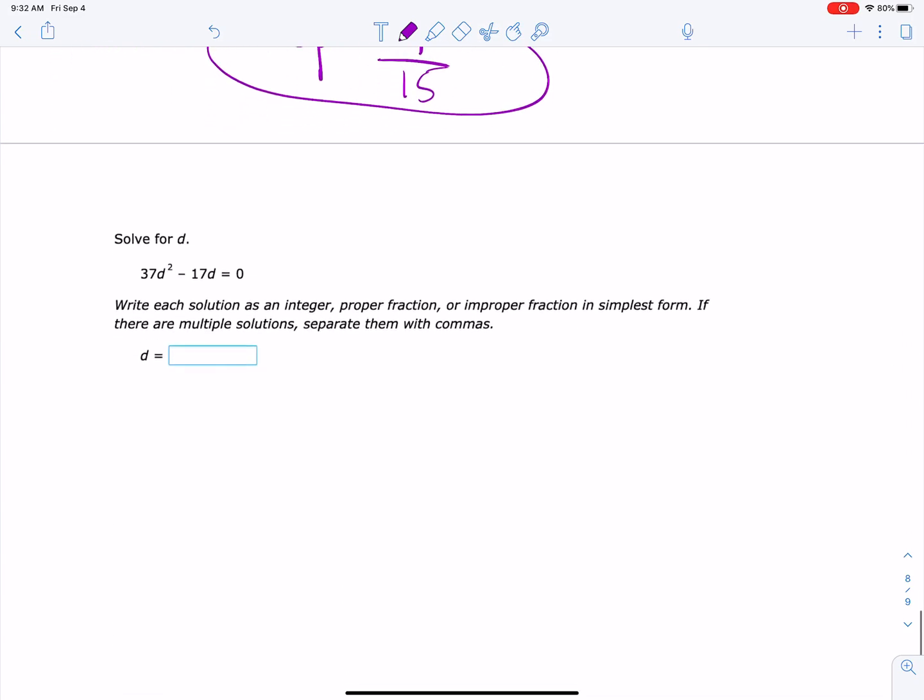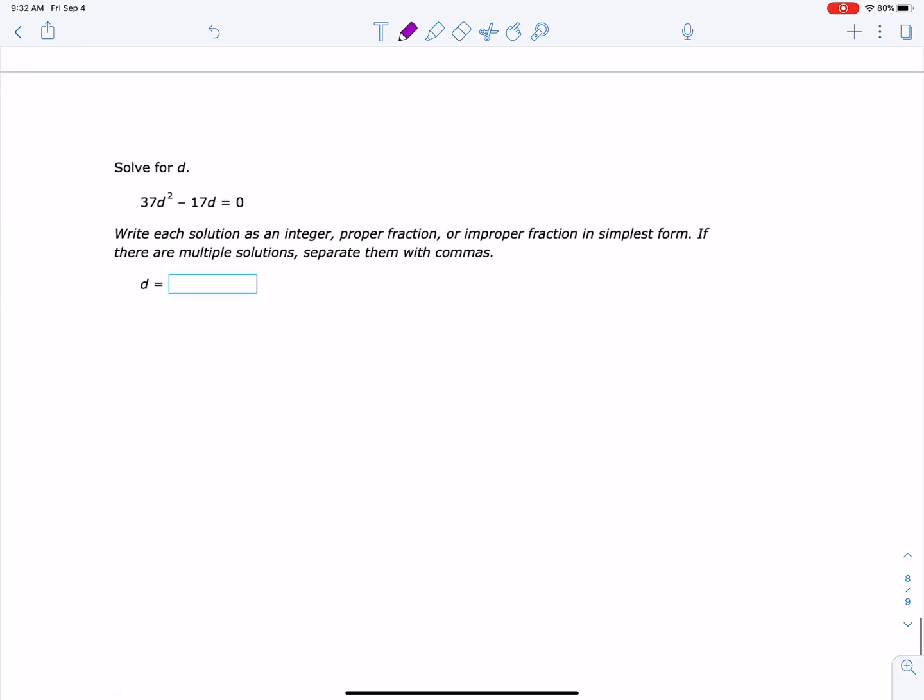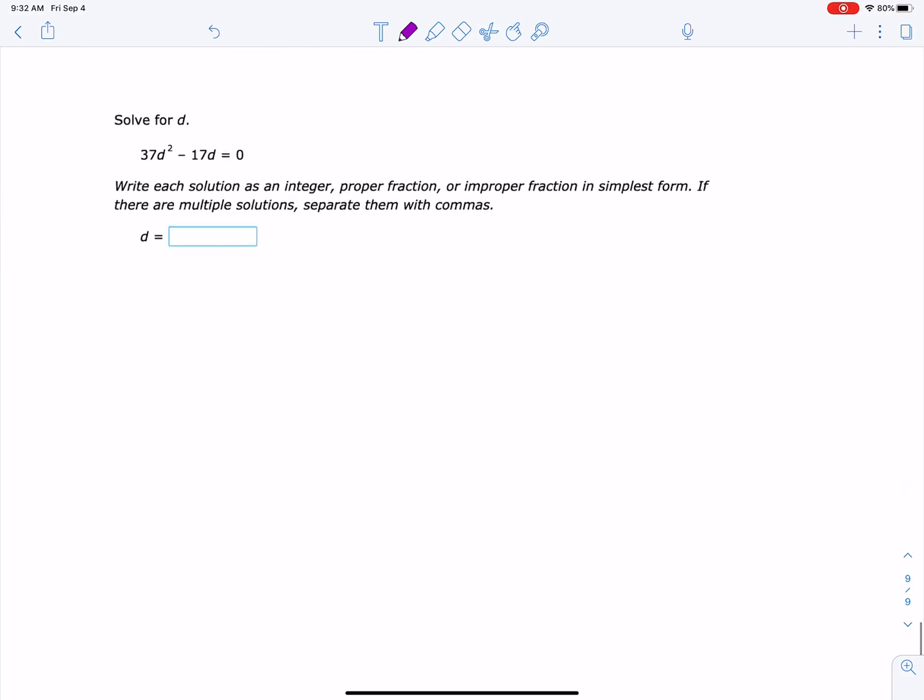Okay. Here's another one with 2. Maybe you pause it and try this one on your own and push play when you're ready. Okay, so the first thing is take out the GCF. 37 is prime, so is 17. So the only GCF I can take out is a D, but that's good because then I'm left with 37D minus 17. The best part is that my D's got separated.